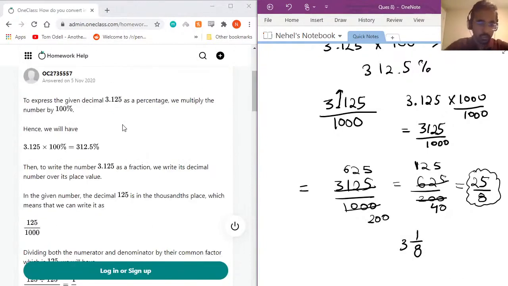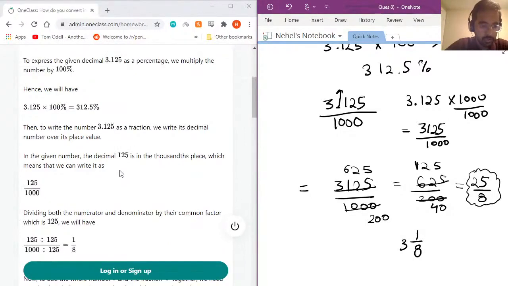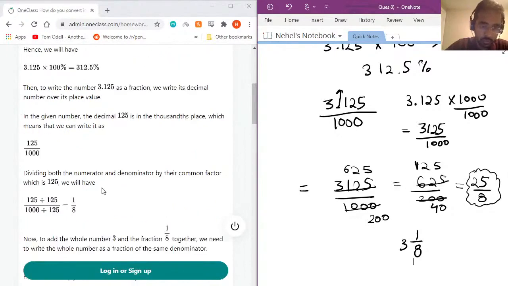So let's quickly look at this solution. To express the given number as a percent, if we multiply it by 100%, we're given this. The decimal's thousandths place means that we can divide by 1000. It's perfect.